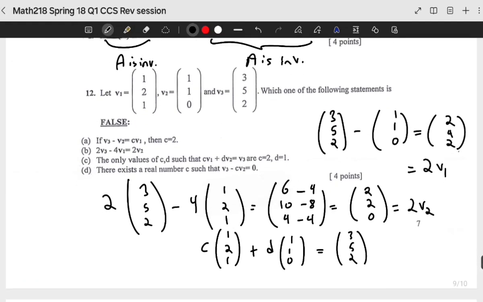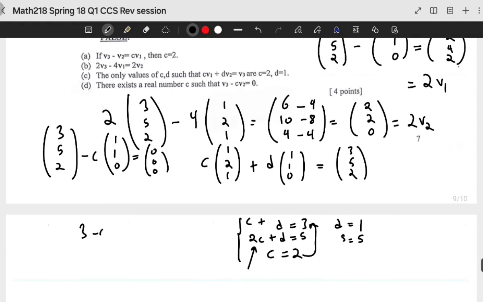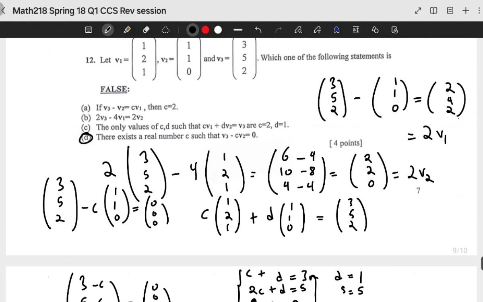And there exists a real number C such that V3 minus C V2 equal to 0. So we're basically saying (3, 5, 2) minus C times V2 is equal to 0. So 3 minus C, 5 minus C, 2 equal to 0. This is saying that 2 is equal to 0, which isn't true, so D is the false one.